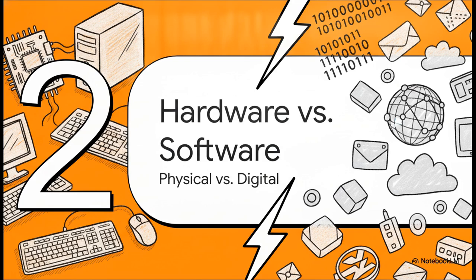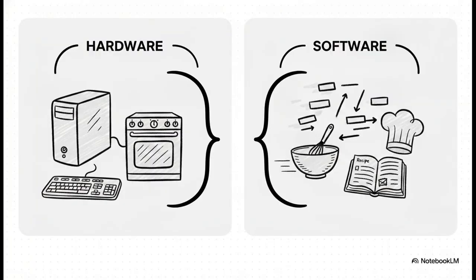Moving right along to Section 2, Hardware versus Software, Physical versus Digital. To really grasp how all this functions, we have to contrast these two things. Think of your computing system like a kitchen. The hardware, that's the physical stuff, the oven, the mixing bowls, the stove. The software is the recipe. Without the recipe, your oven has no idea what it's supposed to bake. And without the oven, well, a recipe is just a piece of paper. They absolutely rely on each other.